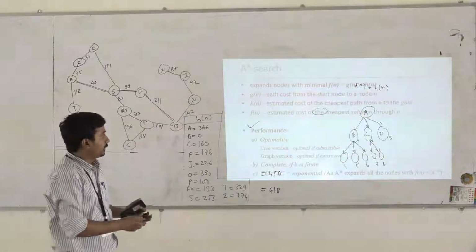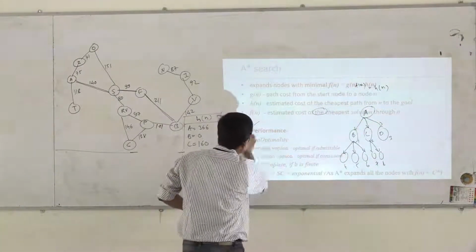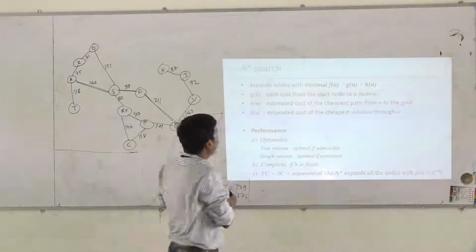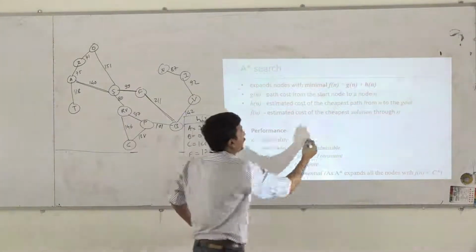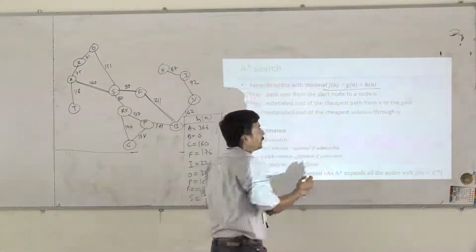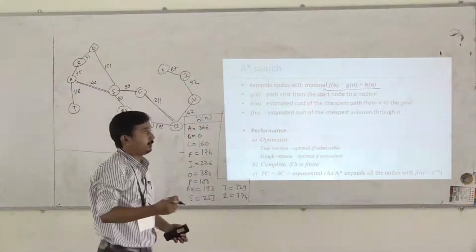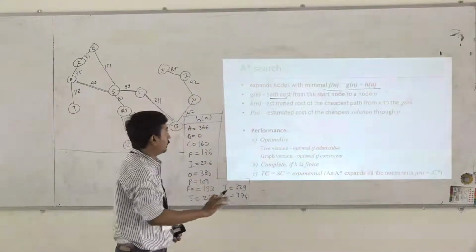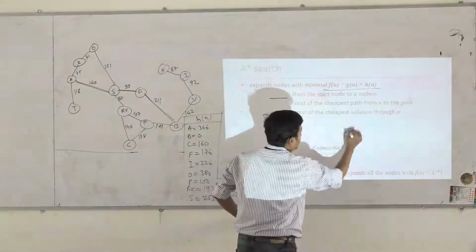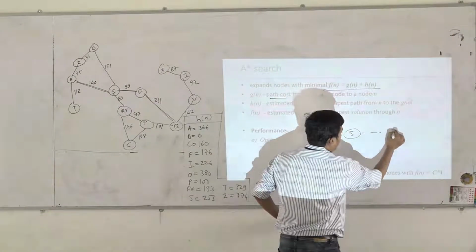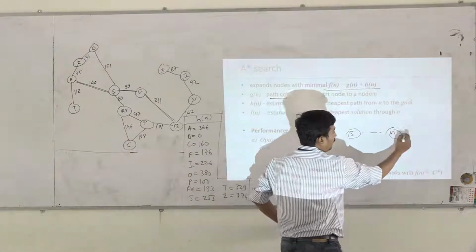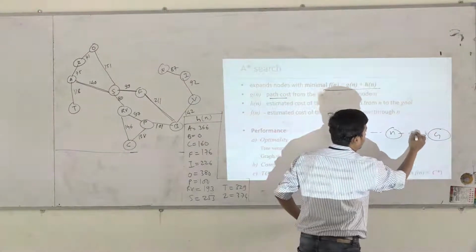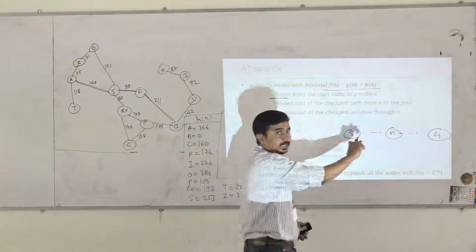Next algorithm is the A-star algorithm. Now here f of n is g of n plus h of n. What is g of n? It is the path cost from the start node to the node n. So consider this is our S. Somewhere after some nodes we have n, and then we have the goal. There can be intermediate nodes between n and the goal.